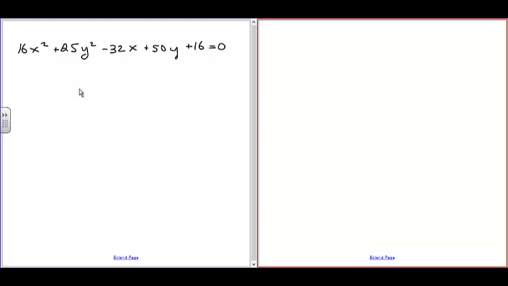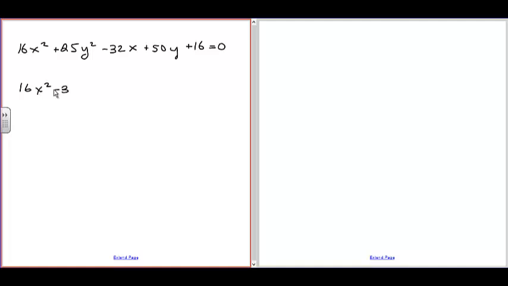Okay, so we've got 2 more problems. I have to convert them, put them in standard form. So we've got the x's here, so we actually have to move things a little bit. So you get 16x squared minus 32x. And then we've got the y terms, 25y squared plus 50y. We'll go ahead and move the 16 to the other side, so we get negative 16.